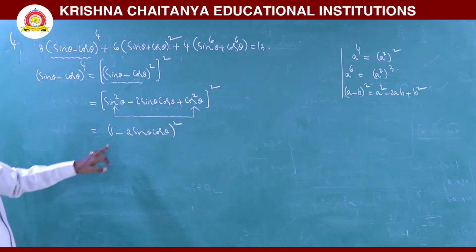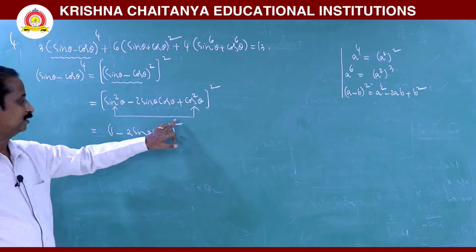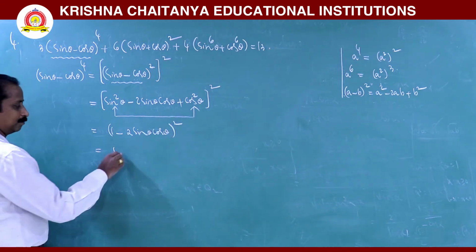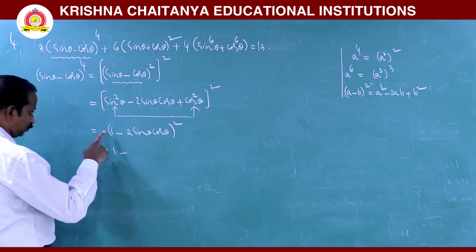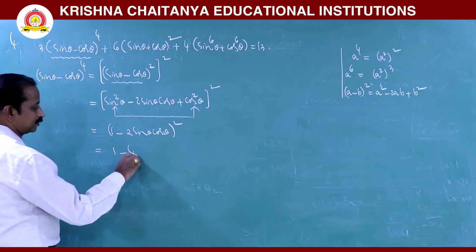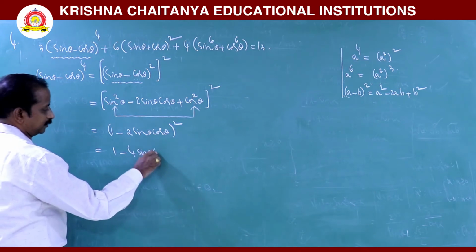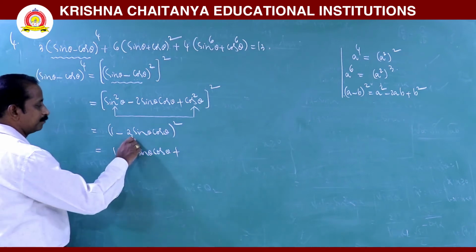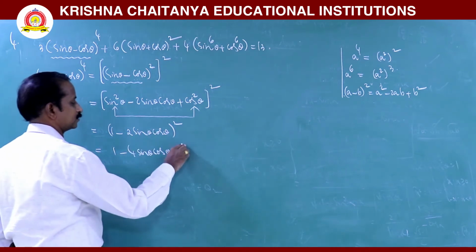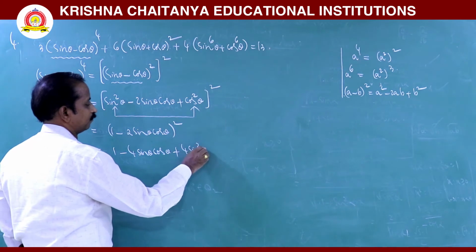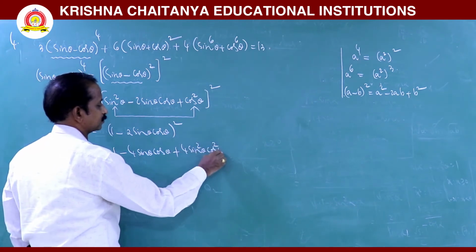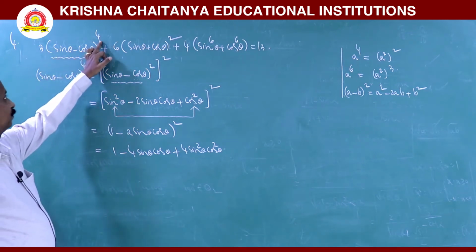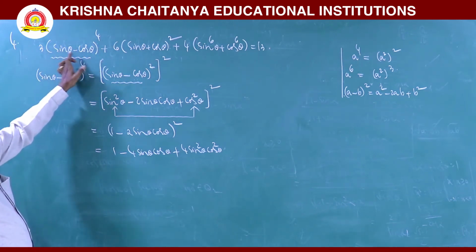Again it is in the form (a minus b) whole square: a square minus 2ab, 2 into a into b means 4 sin theta cos theta, plus b square, and b square means 4 sin square theta cos square theta. So this is (sin theta minus cos theta) whole power 4. So we know this expansion.